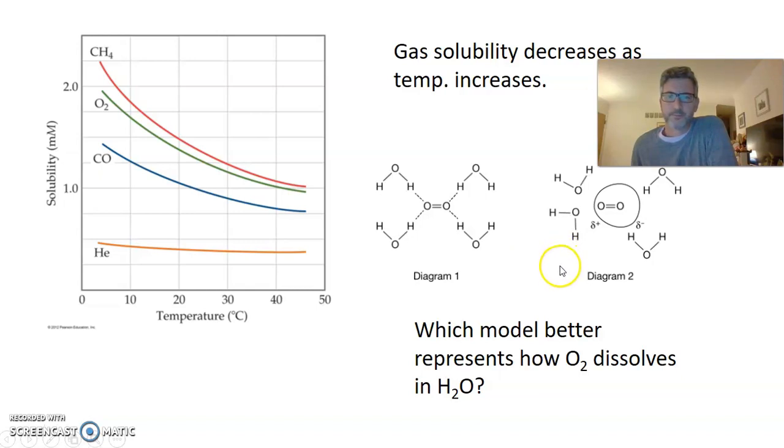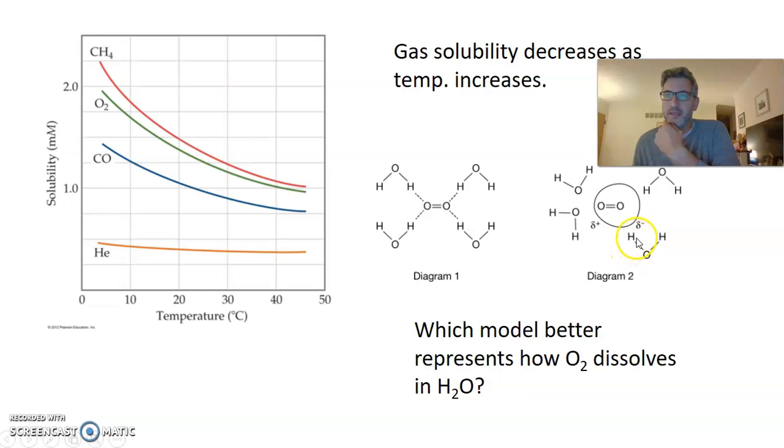Okay, so hopefully it makes sense to you that this super organized arrangement of water molecules around an oxygen is not what happens. There's way too much kinetic energy in liquid water and in oxygen at room temperature for this to happen. Plus, these technically represent hydrogen bonds. And so that's not going to happen with a nonpolar oxygen molecule.